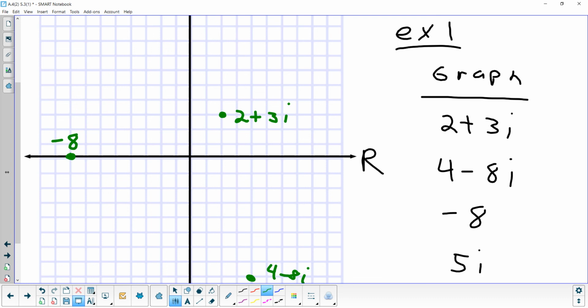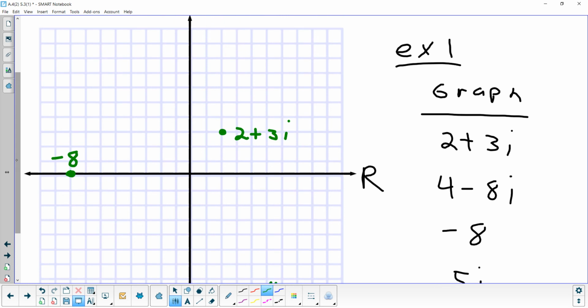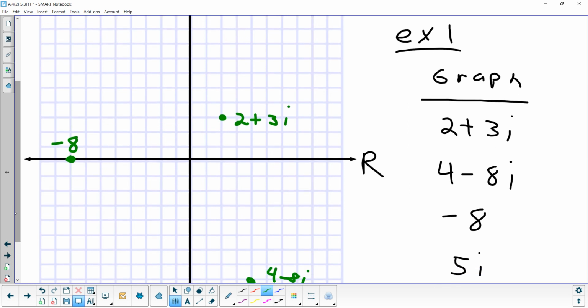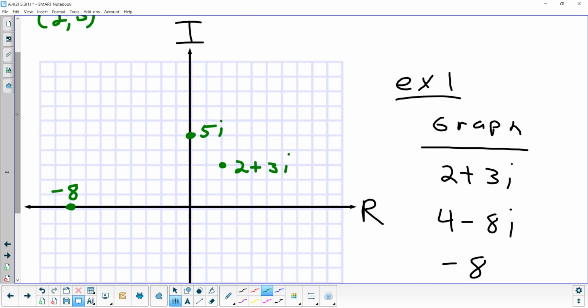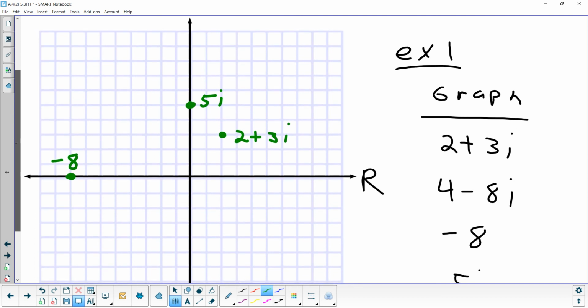And how about 5i? How would I graph that one? Move up 5. There's no real part. So you're not having any left or right movement. It's just up 5. The biggest mistake people make with that is they switch the axes. You can't switch them. The real has to be the horizontal, and the imaginary has to be the vertical. Always. Okay, so any question on that?